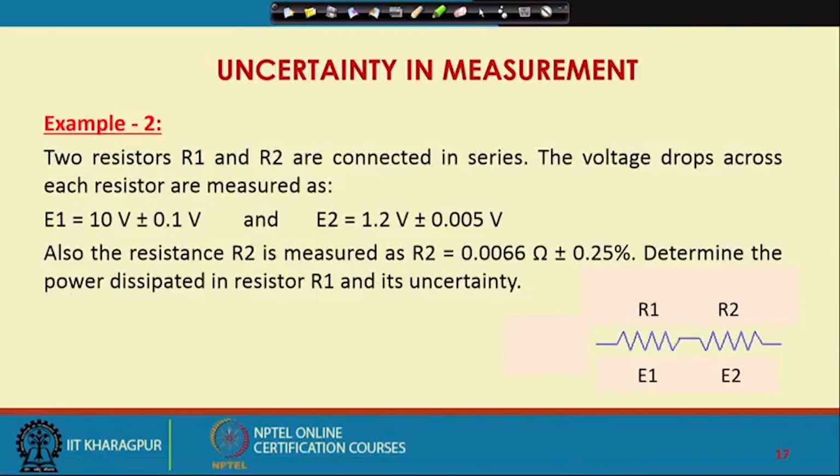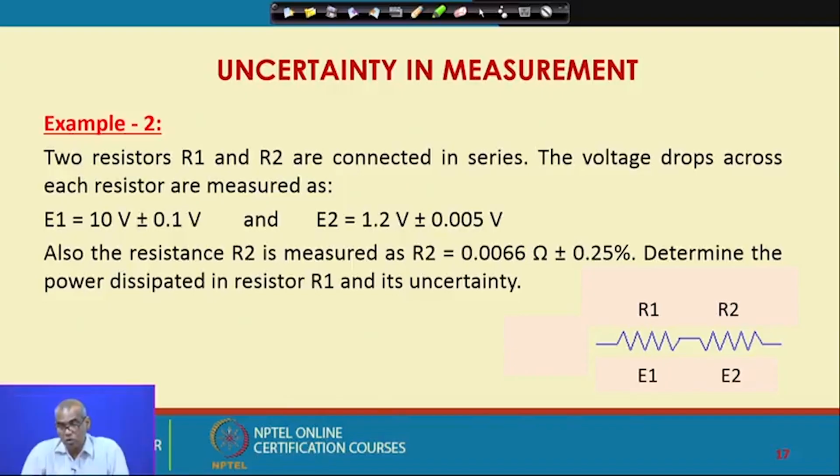So, let us quickly take another example. Two resistors R1 and R2 are connected in series. The voltage drops across each resistor are measured as E1 equal to 10 volt plus minus 0.1 volt and E2 equal to 1.2 volt plus minus 0.005 volt. Also, the resistance R2 is measured as R2 equal to 0.0066 ohm plus minus 0.25%. Determine the power dissipated in resistor R1 and its uncertainty.